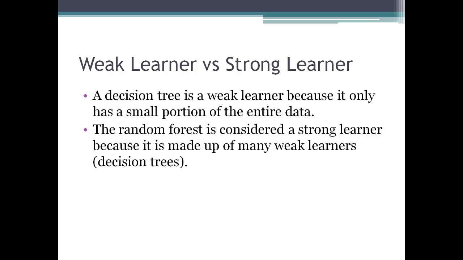Back to weak learner versus a strong learner. As I said before, a standalone decision tree is a weak learner because it only has a small portion of the entire data. The strong learner is the random forest, because what you're doing is putting a bunch of weak learners together, which is a bunch of decision trees together, to make a strong learner.